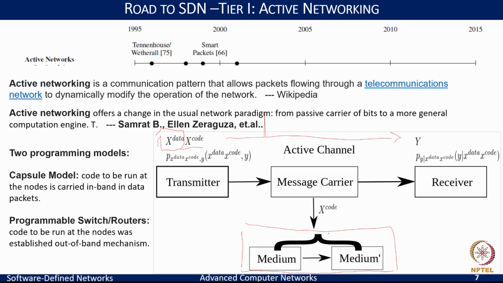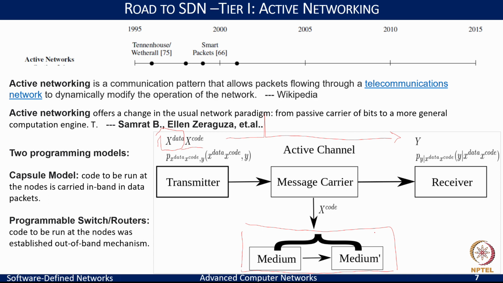The construct of active networks was based on two kinds of programming models. One is the capsule model, where the code that needs to be run is carried in-band within the data packets, as we saw in this diagram, where a packet would carry the X code, and the X code is the one that operates on the network medium and transitions its state from medium to medium prime.